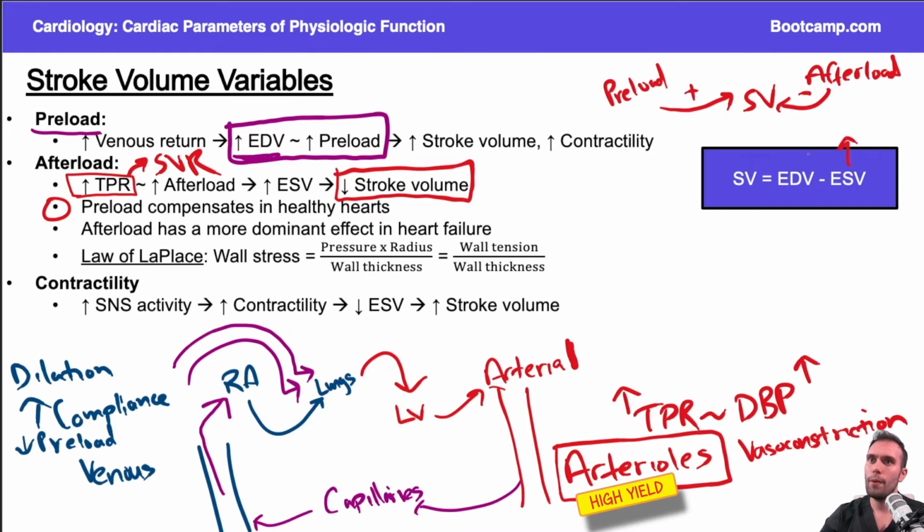Okay, if this goes up, this will actually go up to compensate so that I can maintain my stroke volume, okay? But I'm not going to go into too much detail on that, but really where the afterload has a pretty dominant effect is in heart failure, and we'll talk about that in a little bit.